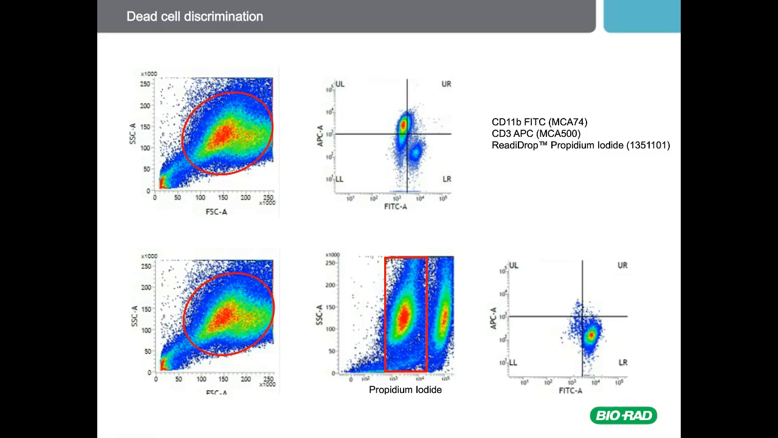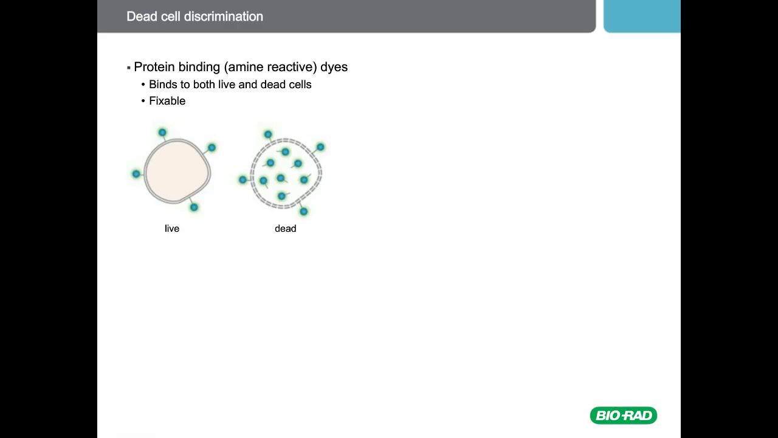There is a second group of dyes available to enable you to discriminate dead cells from your samples, and these are the protein binding dyes. As can be seen in the image, these dyes will bind to both live and dead cells. However, when a cell has a compromised membrane, as seen in dead and dying cells, there is access to a greater amount of protein inside the cell. Therefore, they have a higher fluorescence.